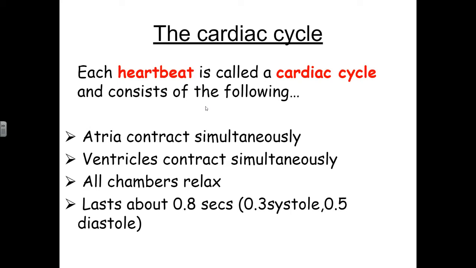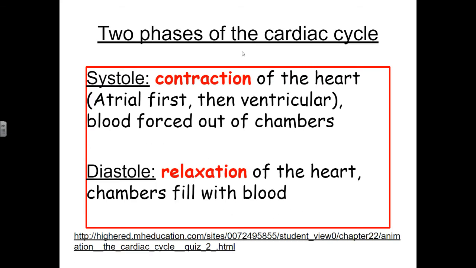The whole thing lasts about 0.8 seconds. So 0.3 is called systole. So that is atrial systole, the atria contracting, then ventricular systole, ventricular contractions. That altogether takes 0.3 of a second. And then half a second for relaxation. If you think about it, in a minute, how many 0.8 second chunks can you get into that? That's how many times your heart will beat in a minute.